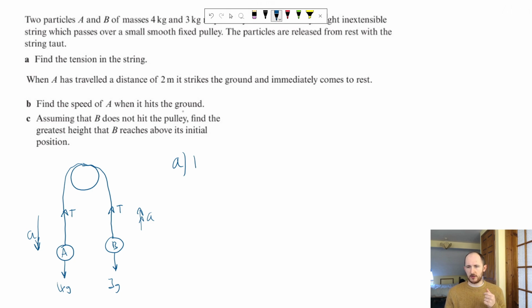Well, let's resolve for particle A, and we're going to take downwards as positive because it's my direction of acceleration. F equals ma. So what forces do we have? Well, we have 4g going downwards, subtract the tension, is equal to 4a. That is my first equation. Then we have particle B, and we're going to take upwards as positive.